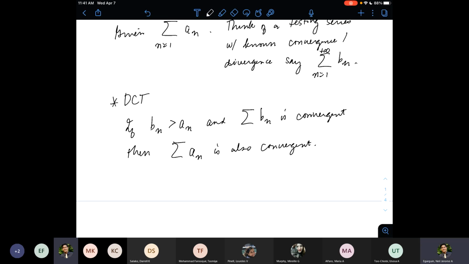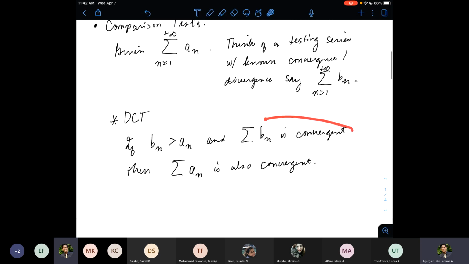Okay. So what is the reasoning why this is true? Well, you have a testing series that is convergent. And that convergent series is larger than the given series, right? So that means this has a finite answer. And the given series is smaller. So that means this should also be finite, right? So if you're given a series, you can think of a larger convergent series, then your given series will also be convergent, right? Because the given is smaller than a convergent series.